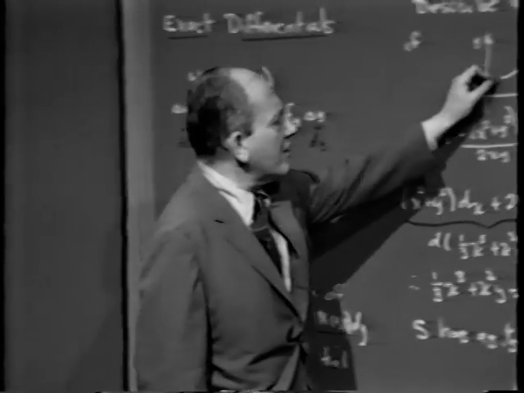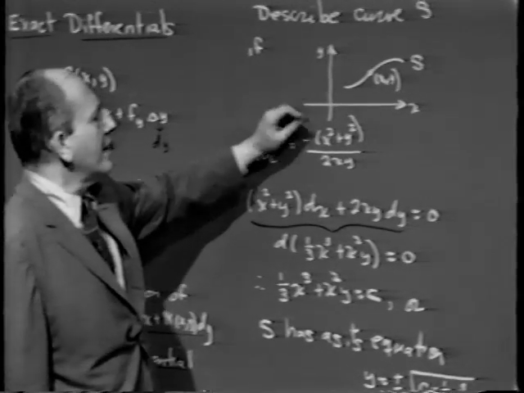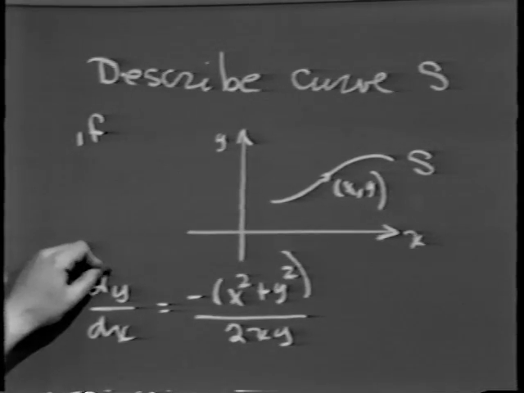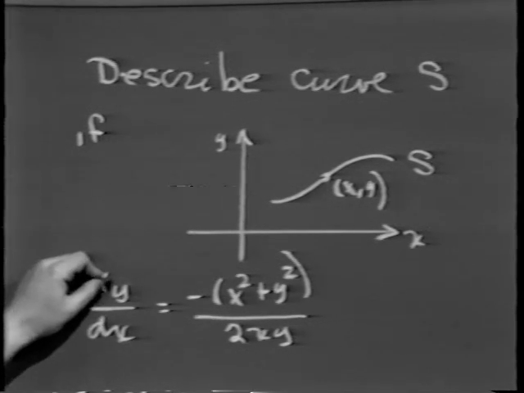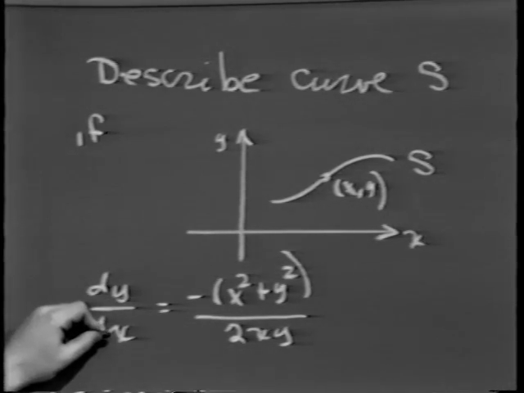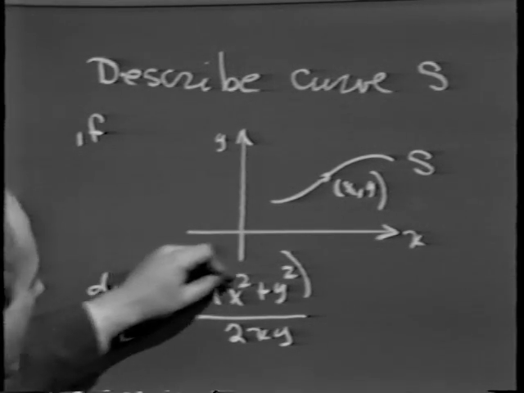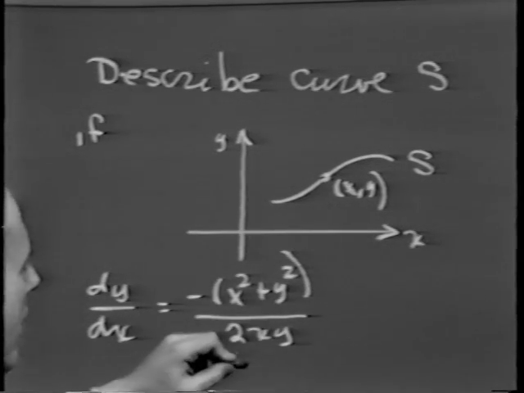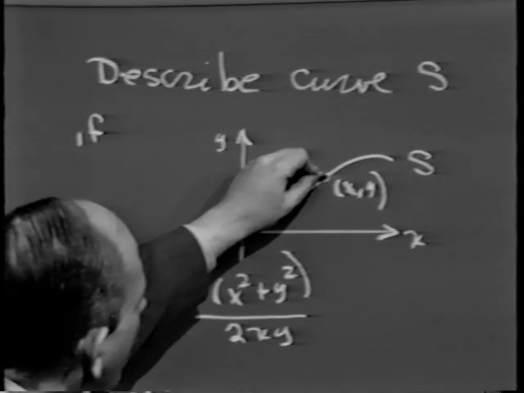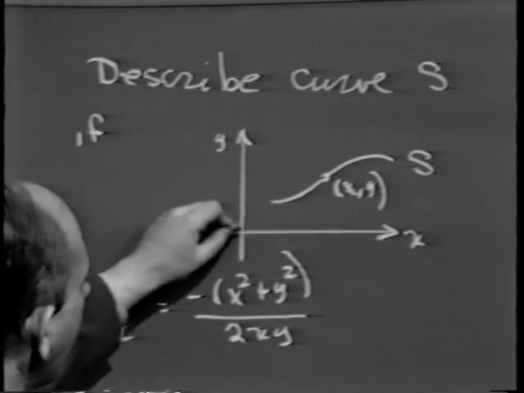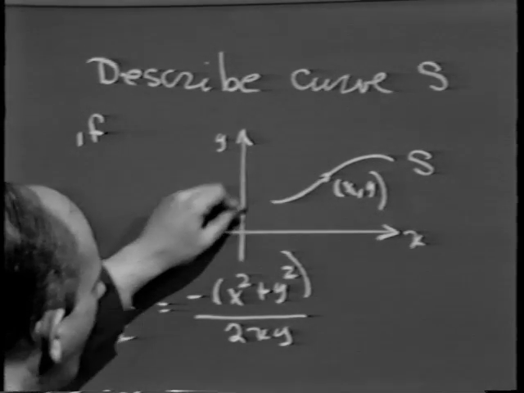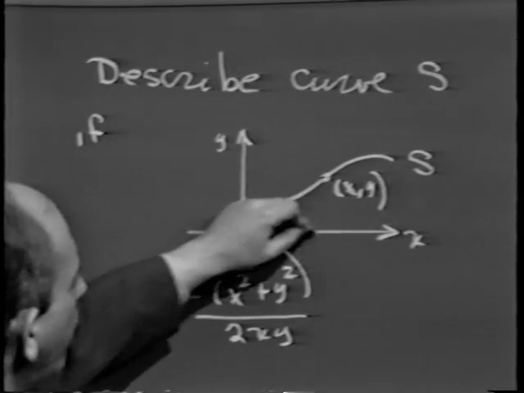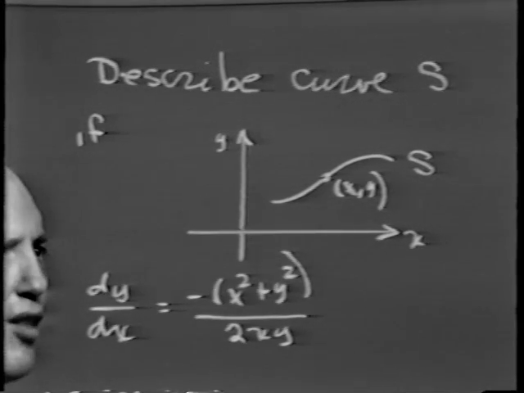Let's imagine I have a certain curve S in the xy plane. I don't tell you anything else about that curve except that its slope at any point x comma y is given by the very interesting relationship that it's the quotient of the square of its distance from the origin over twice the product of its coordinates. In other words, to find the slope of the curve S at the point x comma y, I square the distance of the point from the origin, take the negative of that, divide by twice the product of the coordinates, and that's going to be the slope.